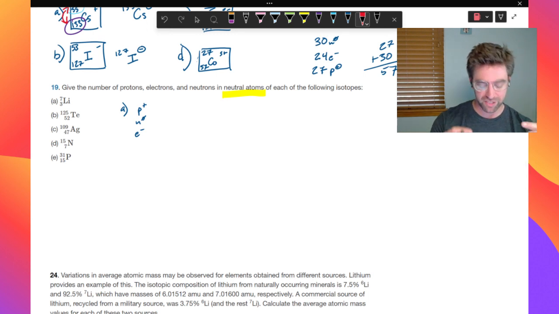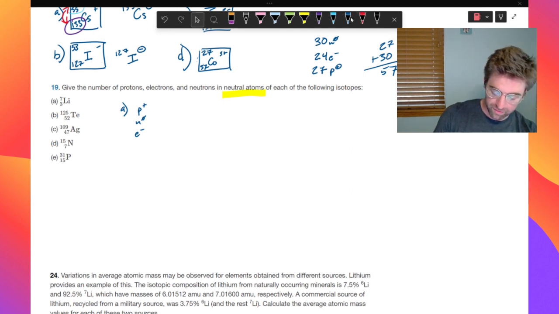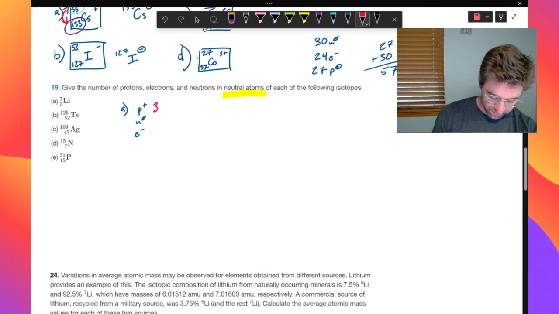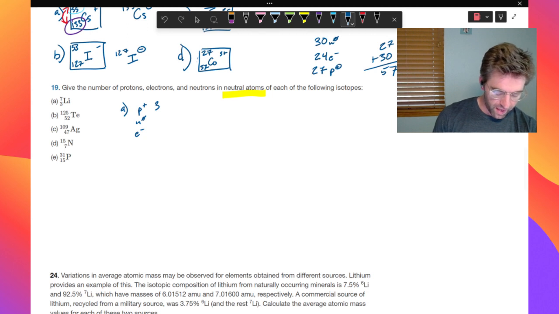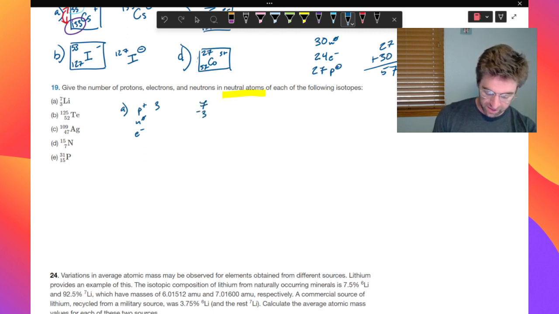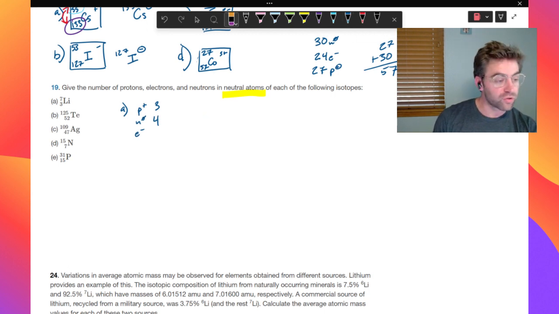So it should look more like the notation that we see here in question 19. So our atomic number for lithium is 3. By definition, protons give us our identity. We have 3 of them. Our atomic mass is protons plus neutrons. We're given 7. So the number of neutrons must be 7 minus the number of protons, so minus 3. That gives us 4 neutrons. And this is a neutral atom. Number of electrons matches the number of protons.